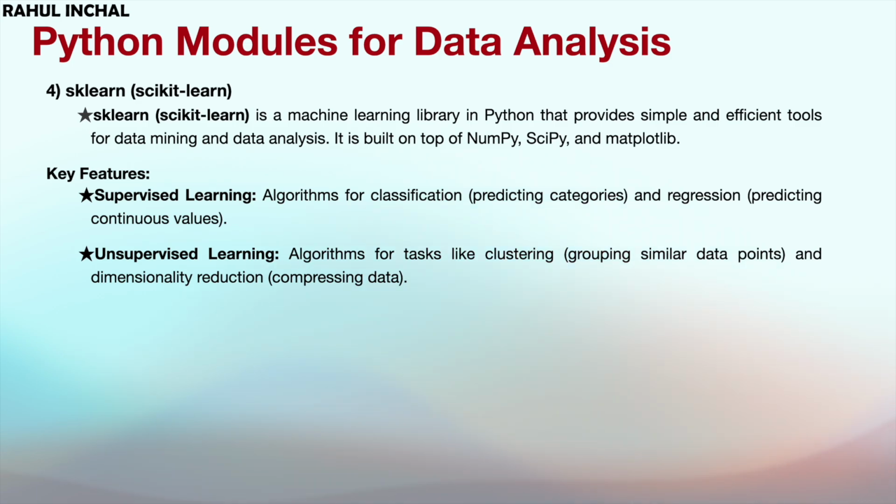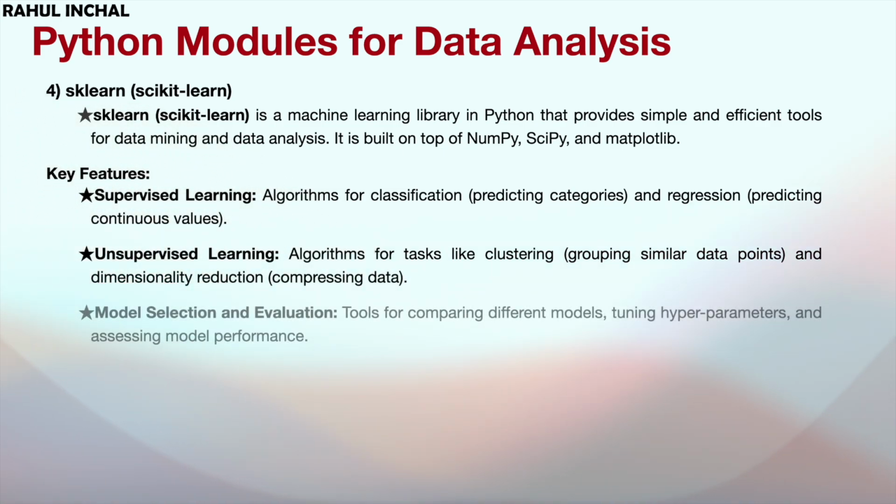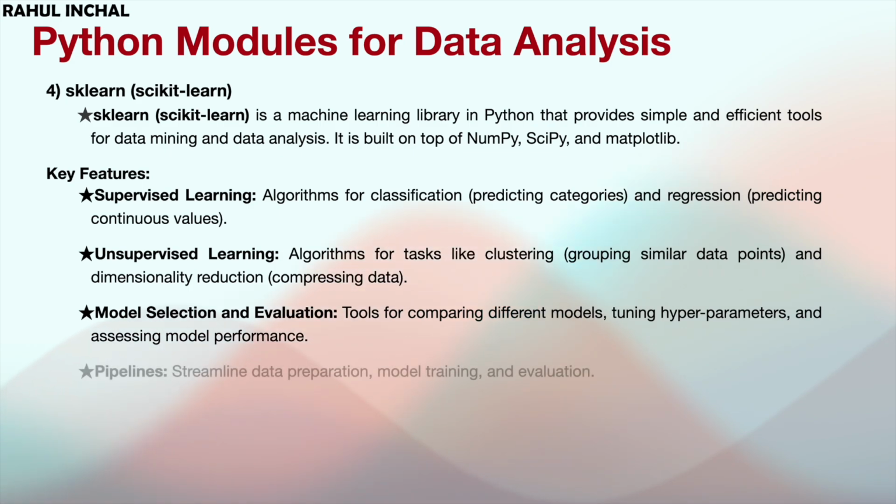Now, for clustering, we have k-means clustering, agglomerative, divisive, and DBSCAN. So we have different algorithms which are used for clustering. Whereas for dimensionality reduction, we use principal component analysis. Model selection and evaluation: tools for comparing different models, hyperparameter tuning, and assessing model performance.